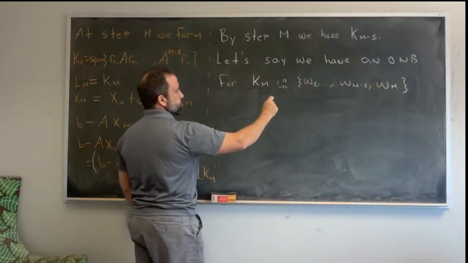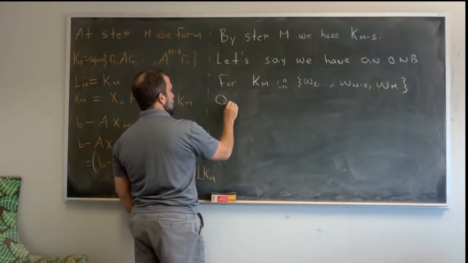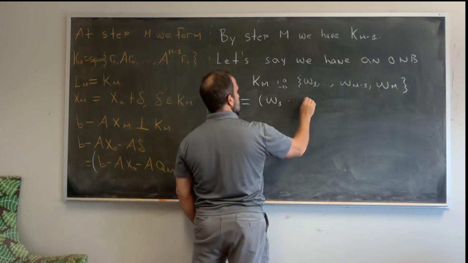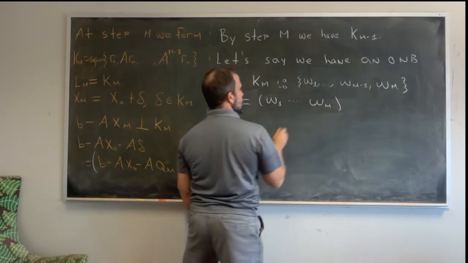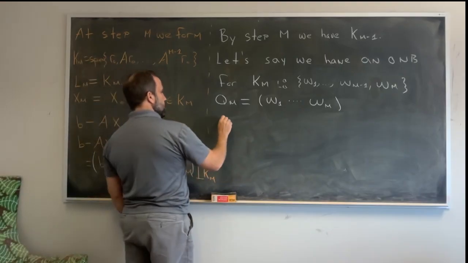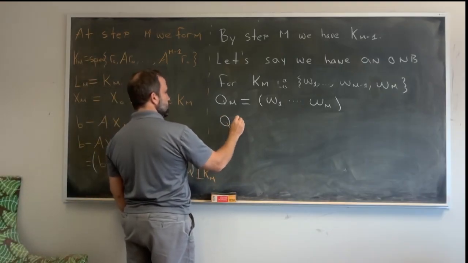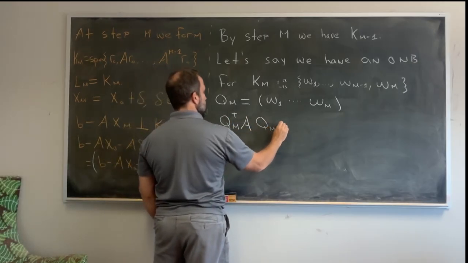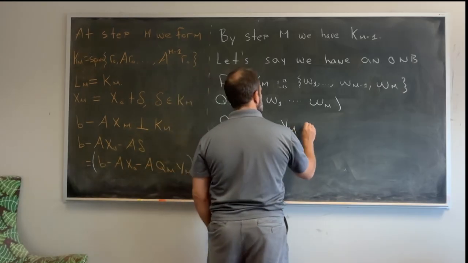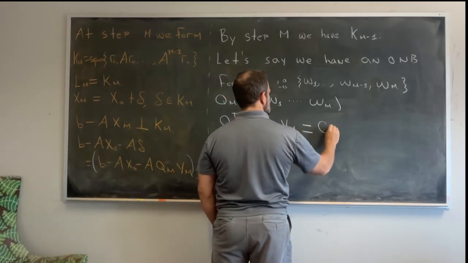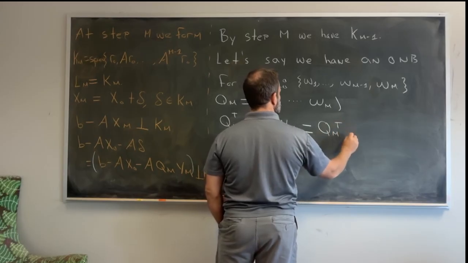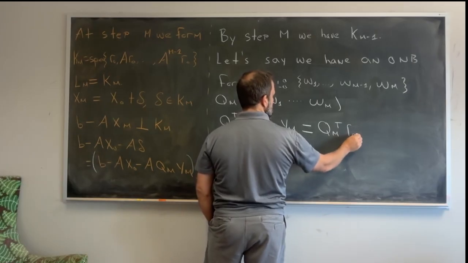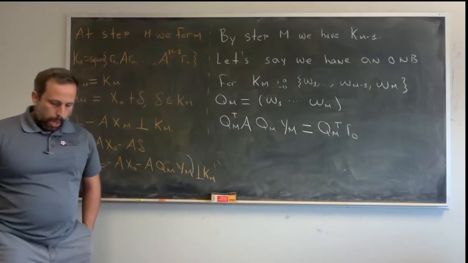Okay, so we have this orthonormal basis, and we're going to say Qm is the matrix whose first column is w1, all the way down to the last column, wm. Then what we just showed, what I just erased, is that Qm transpose A Qm Ym is equal to Qm transpose r0, like this.